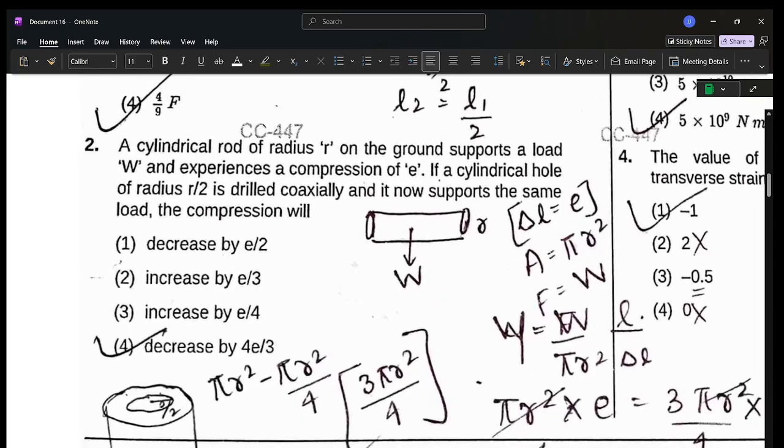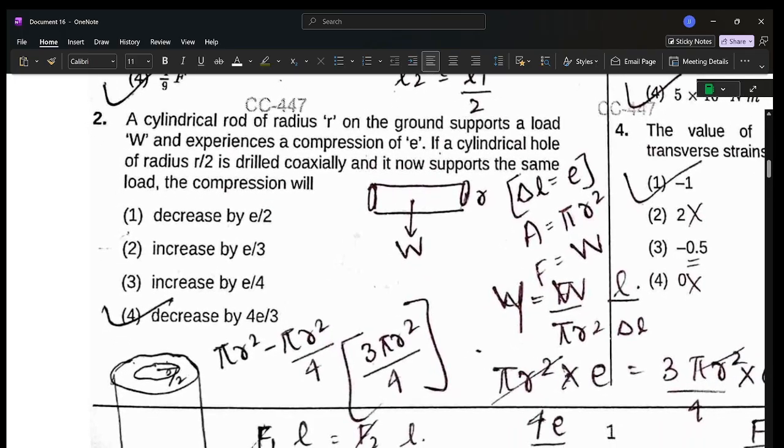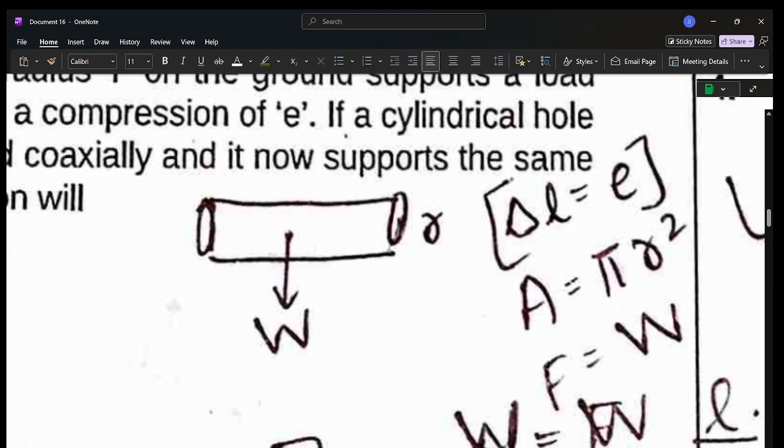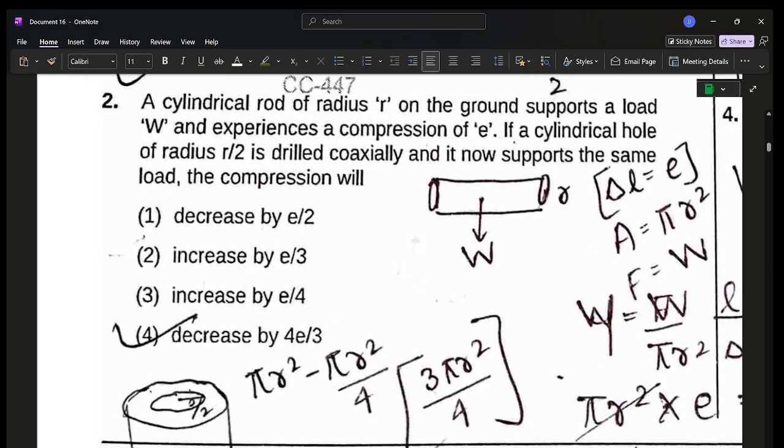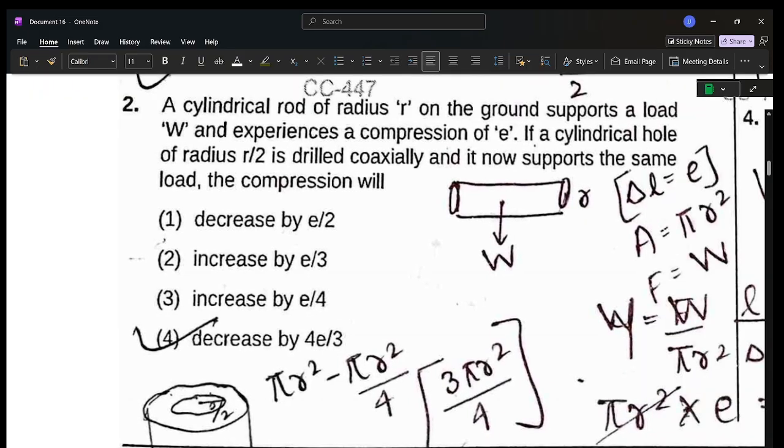Moving on to the second question, which I actually got wrong, so please don't look at whatever I've done. It is again a huge blunder, but we're going to decode it right now and see exactly where we went wrong. The question says a cylindrical rod of radius r on the ground supports a load of W and experiences a compression of E. This is where I got a little confused. This is initially how I did the diagram, but I don't really know how they mean compression because of the load being there.